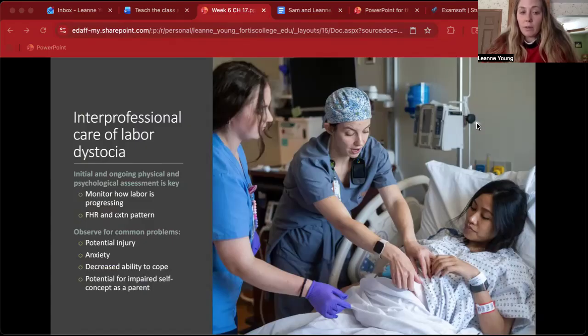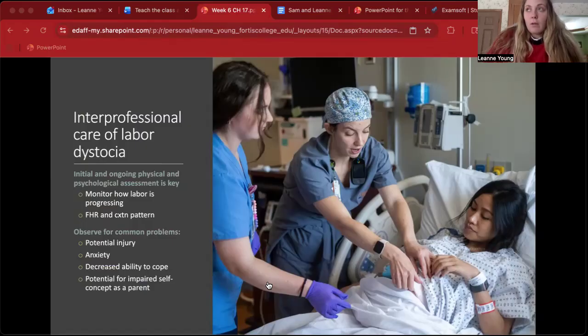We need to reduce the risk of potential injury to both our mom and our baby, reduce maternal anxiety because, as we said, a psychological component can contribute to labor dystocia. We need to make sure mom is coping adequately with her labor. And then we also need to monitor for a potential for impaired self-concept as a parent. So we need to monitor and make sure that this mom is not feeling discouraged during her labor if it's not going the way that she wants it to.